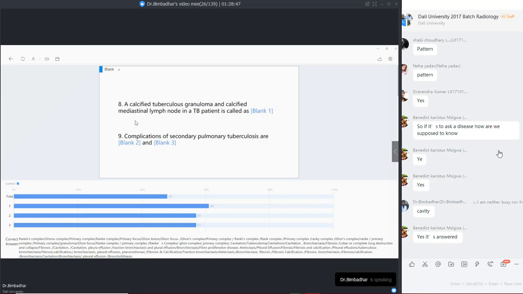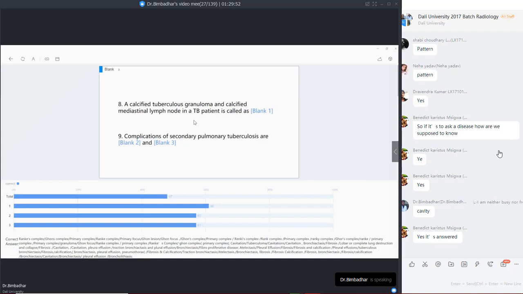Okay, the next one: a calcified tuberculous granuloma and calcified mediastinal lymph node in a TB patient. Most of you got this wrong. I don't know why there was confusion. See, a hazy density that is coming down, showing up as a granulomatous lesion in the right upper lobe without calcification, but with lymphadenopathy and an enlarged lymph node with a granuloma inside the upper lobe, is generally a characteristic feature of primary tuberculosis, which can be recognized by a Ghon's lesion. But you see here, this one is a calcified tuberculous granuloma and a calcified mediastinal lymph node.